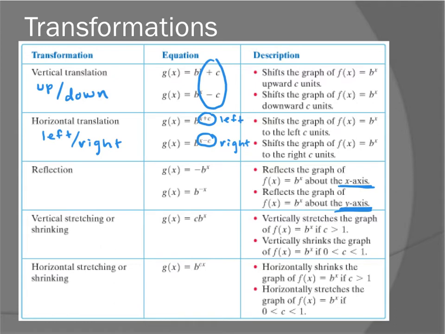If we multiply a number by our exponential function, if the number is greater than 1, we have a stretch happening. So our graph is being stretched vertically. If that number is a fraction, then it's shrinking, so it would be compressed vertically.